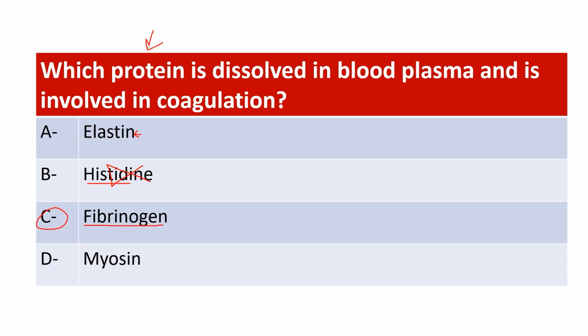Fibrinogen is a protein that is dissolved in blood plasma and is involved in coagulation. During the clotting process, fibrinogen is activated by the enzyme thrombin and converted into fibrin monomers, which then form crosslinks to form a solid clot. Therefore, the correct answer is C. And myosin is a protein found in muscle tissue.